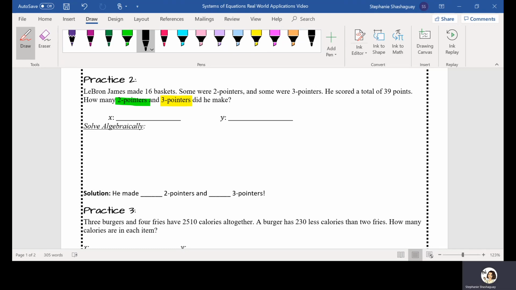So we've identified the unknowns. So my X here is going to be the 2-pointers. Okay, and the Y's are going to be my 3-pointers. Now I need to write my systems of equations and then solve.